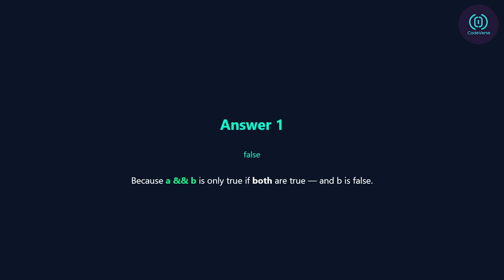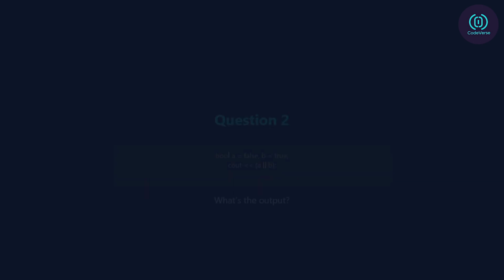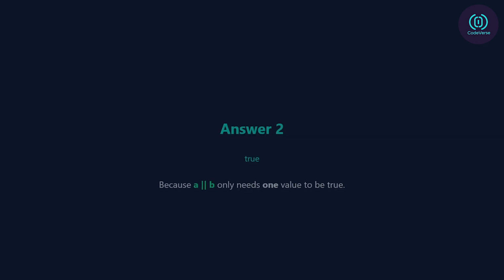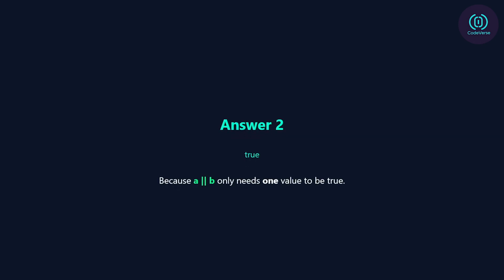Answer, false. Because A and B is only true if both are true, and here, B is false. Question 2, bool A equals false, B equals true, cout A or B, output. Answer, true, because only one needs to be true in an OR condition.